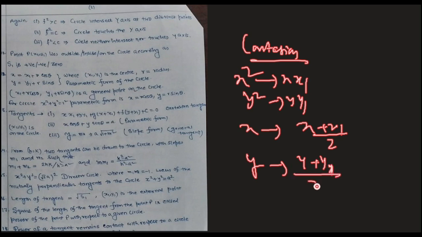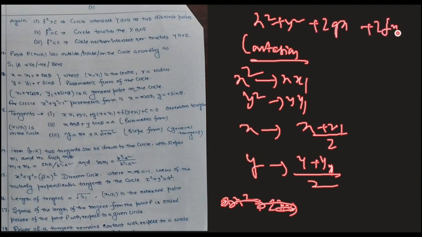Now we replace all the values in the general equation, that is x square plus y square plus 2gx plus 2fy plus c is equal to 0.